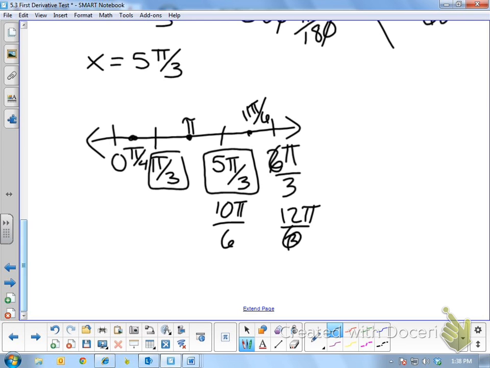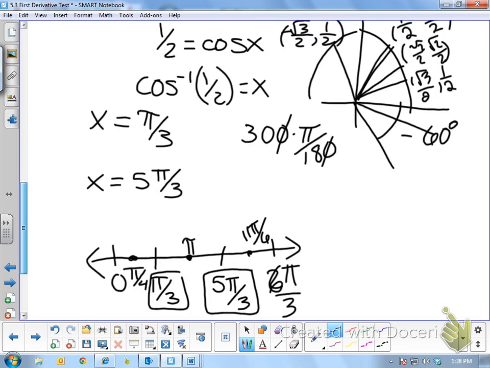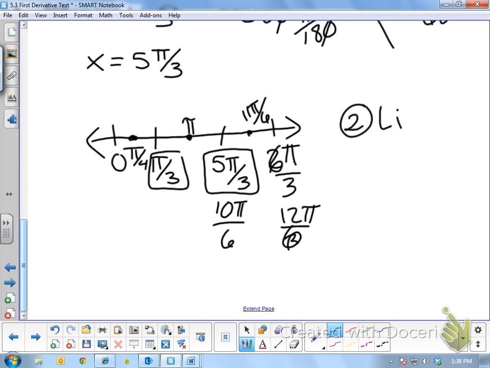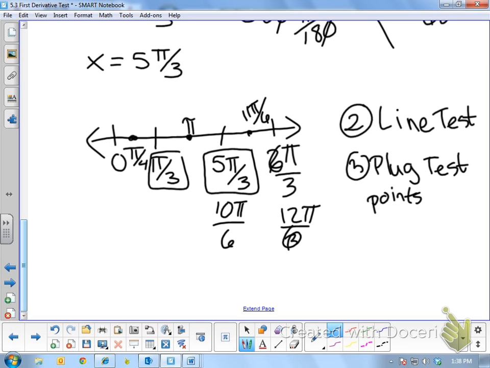So now we plug these in. What do I plug this into? So we did critical points first. We did the line test. And we plug the test points into f prime of x. So the key to remembering the difference between the extreme value theorem and the first derivative test is, in the extreme value theorem, we were plugging the critical points into f of x. In this one, we're plugging test points around the critical points into f prime of x.